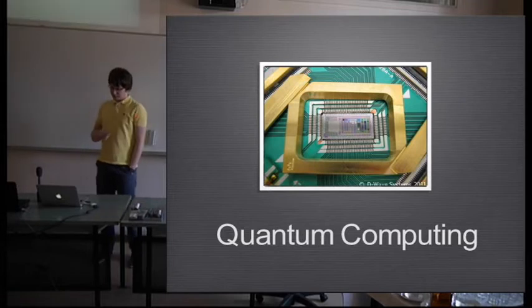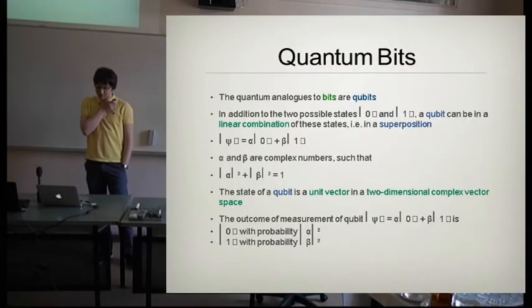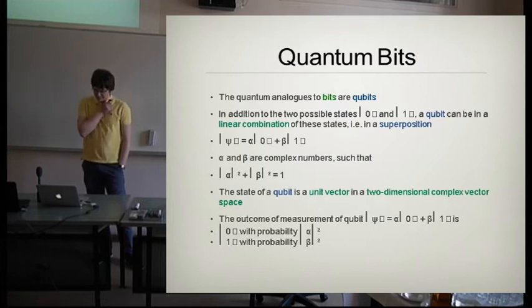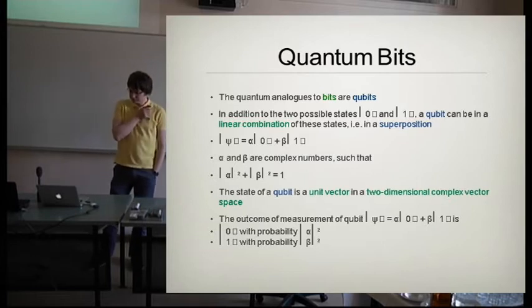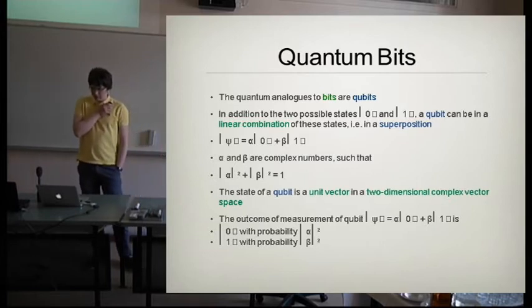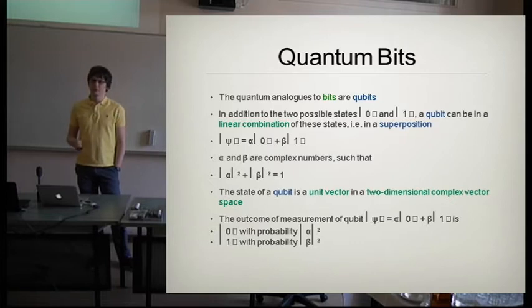So, first of all, quantum bits are the quantum analog to classical bits. In addition to 0 and 1, they can be in a superposition, where alpha and beta are complex numbers. And their outcome is given by probability of 0 being alpha norm squared and probability of 1 being beta norm squared. So these are the quantum analogs to classical bits.